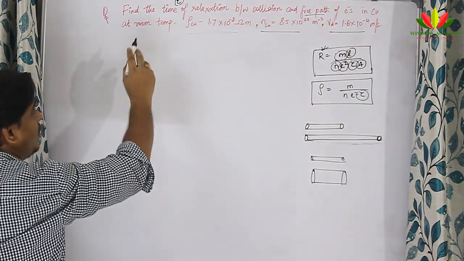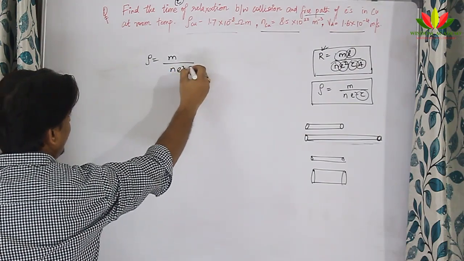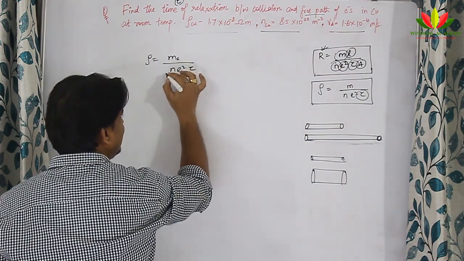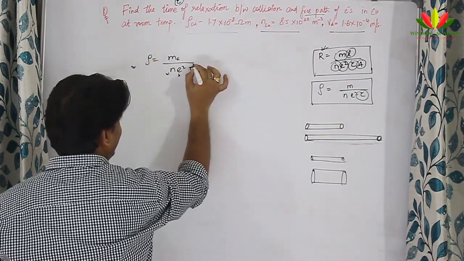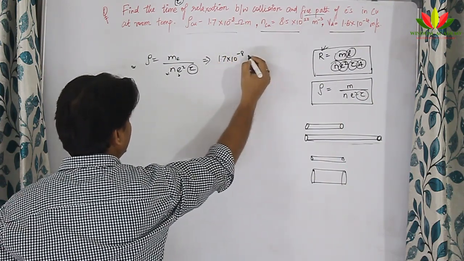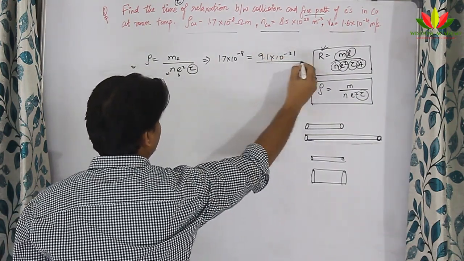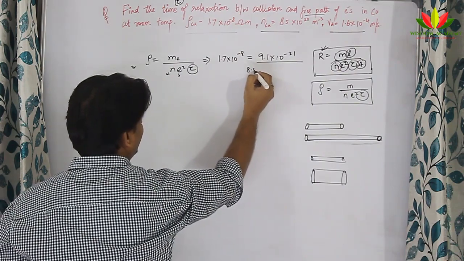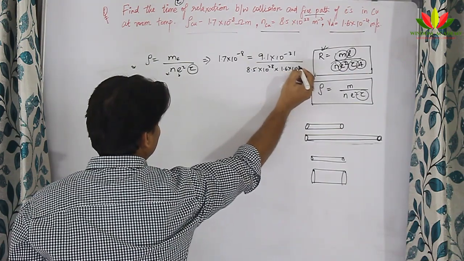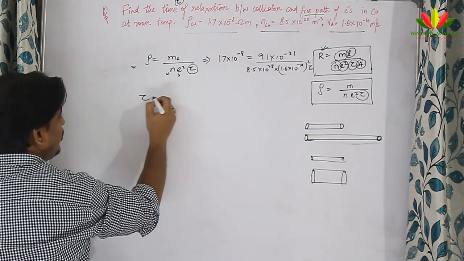So we know how tau depends on the resistivity. We know rho is equal to m by ne square tau. Mass of electron we know, number density is given, e also we know, rho is also given, so we can find tau. Rho is given as 1.7 × 10^-8, that will be equal to 9.1 × 10^-31 kg, the mass of electron, divided by the number density 8.5 × 10^28, into e, which is 1.6 × 10^-19, the whole square, and tau.